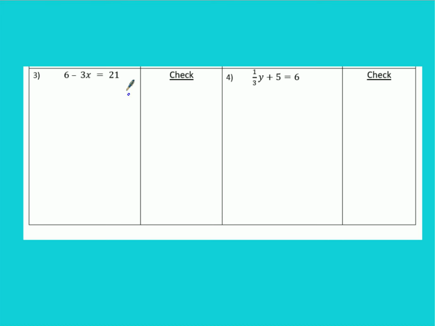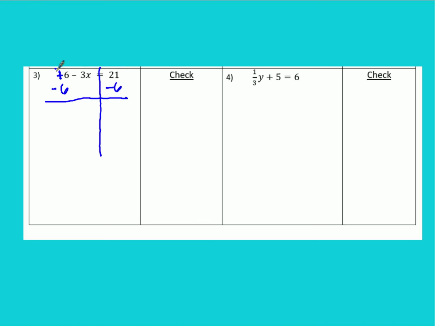Now trying a couple other examples. This time we have 6 minus 3x equals 21. So my side with the variable is over here, and the constant on this side is positive 6. If I look to the left of this, there's not a sign here, but I'm going to assume that that's positive. If you want to show that that's a plus 6, you can. So the opposite of plus 6 would be minus 6. So I'm going to subtract 6 from both sides.